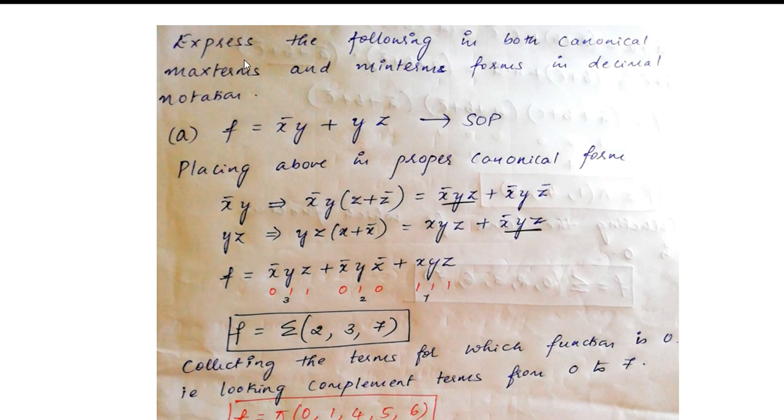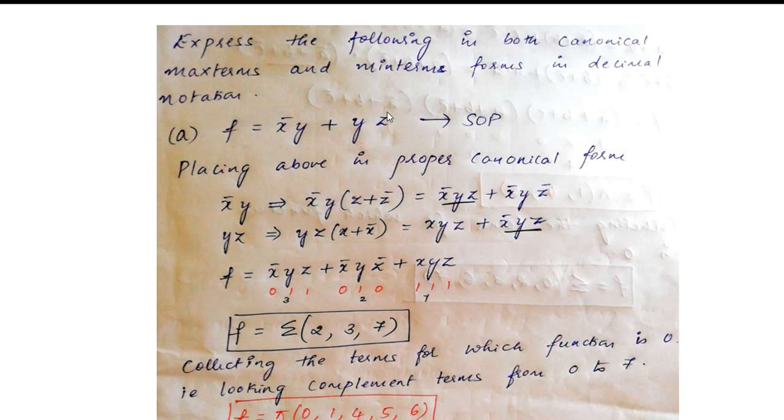So what is asked here? Express the following in both canonical max term and min term forms in decimal notations. Here the SOP is given: f = x' y + y z. Now while seeing this SOP, you will come to know that the number of input variables is 3, right? X, Y, Z. If you look at each term, according to the rule of SOP, each term has to consist of all the input variables. But here, in each term, one of the variables is missing.